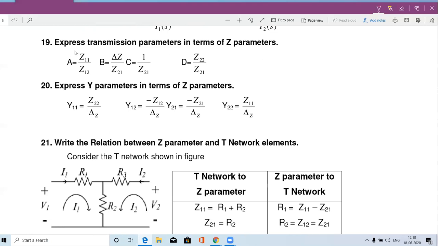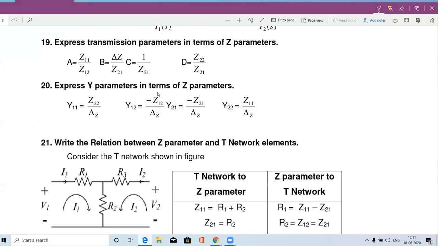Okay, so that is the relation between the ABCD parameter and the Z parameter. If the Z parameters are known, we can calculate the ABCD parameters by using this formula. So what is the formula? A is calculated as Z11 by Z21. B is calculated by the determinant of Z matrix by Z21. C is calculated by 1 by Z21. D is calculated by Z22 by Z21. Okay, this is the relation.